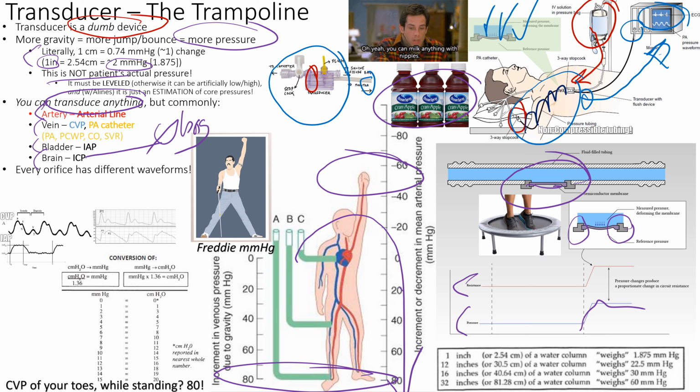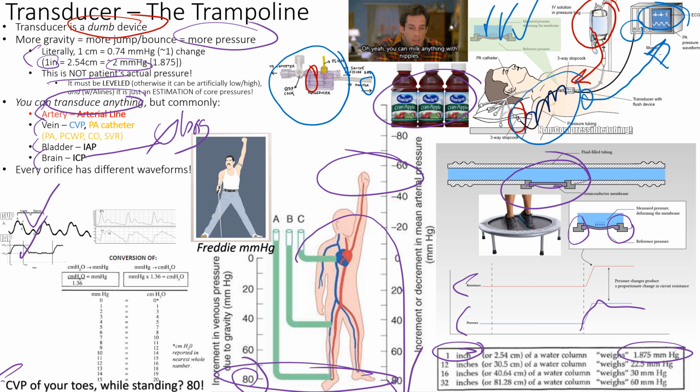All right, so again, 1 inch is equivalent to about 2 millimeters of mercury. That's about how much it weighs. And so your CVP has a waveform, your IAP has a waveform, your ICP has a waveform. What's the CVP of your toes? A normal CVP is about 6 to 10, or so. But the CVP of your toes is 80 points. That's how much gravity is pushing down on your toes, right?